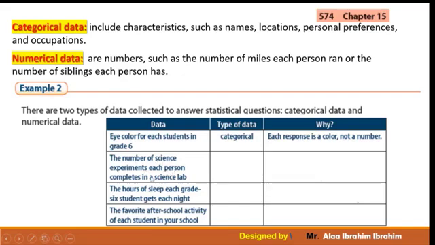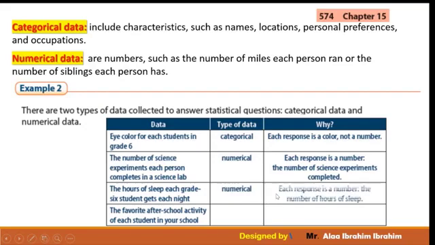Now another one: the number of science experiments. You need the number of experiments completed for the science experiment. So this is a number, so this is numerical. Why? Because each response is a number, the number of science experiments completed. Next, the hours of sleep each grade 6 student gets each night. I'm dealing with a number, so this is numerical, because each response is a number.